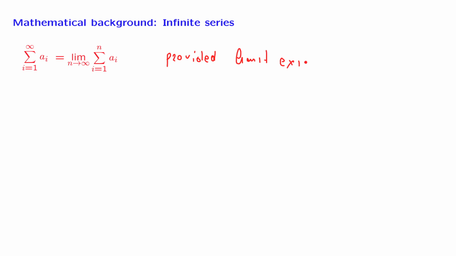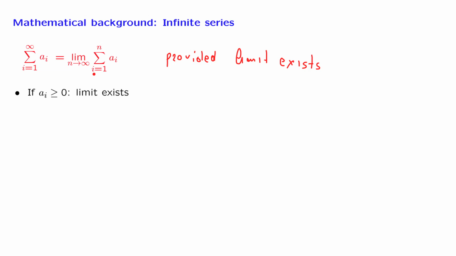This brings up the question, when does this limit exist? The nicest case arises when all the terms are non-negative. If all the terms are non-negative, here's what's happening. We consider the partial sum of the first n terms, and then we increase n. This means that we add more terms, so the partial sum keeps becoming bigger and bigger.